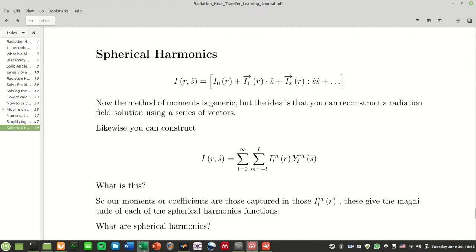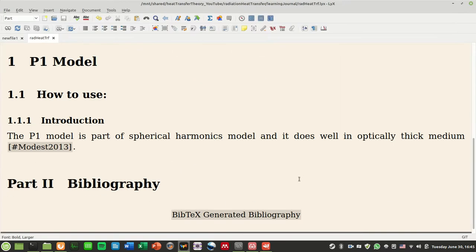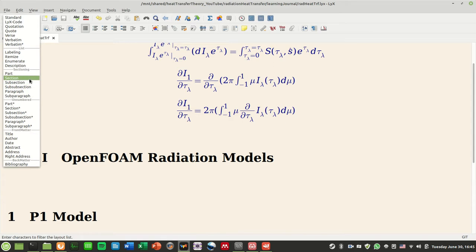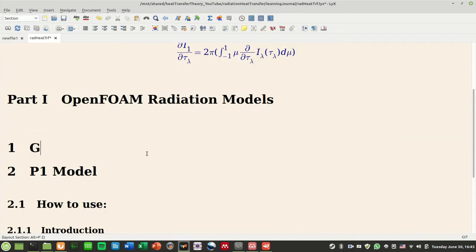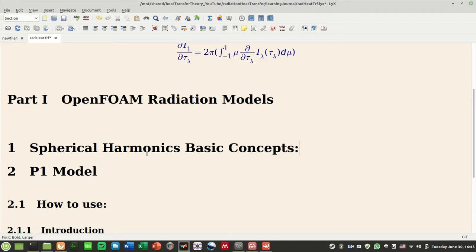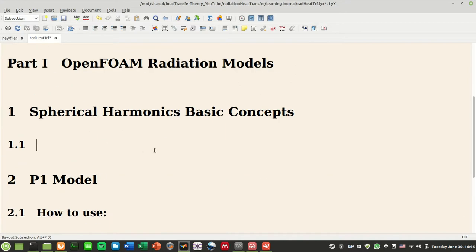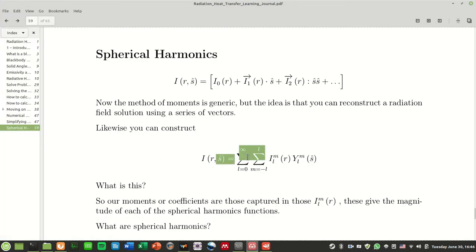So let's take a look. We can just do some addition. We can add a new section here. I'll use this section: spherical harmonics, and I'll say basic concept. And I will give this a subsection here: expanding out the spherical harmonics. So we have this thing that looks a bit scary here.